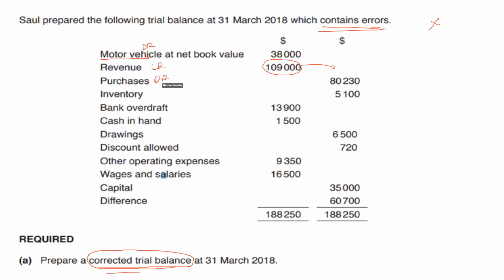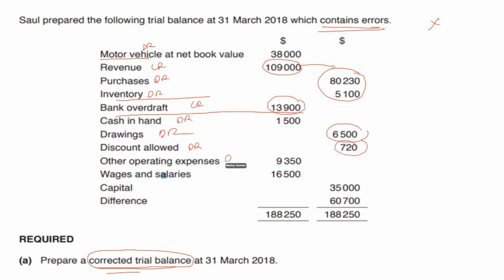Purchase is debit. Inventory on the first day, debit. See, they've done it wrong over here. You need to correct these errors. Bank overdraft is amount overdrawn from the bank yet to be paid, credit. Cash in hand is your asset, debit. Drawings is always debit. This is the error that they've done. I'm circling the errors that they've done. Discount allowed is an expense. Not an expense, basically it is a loss for you, debit. Error. Operating expense, debit. Wages and salaries, debit expense.